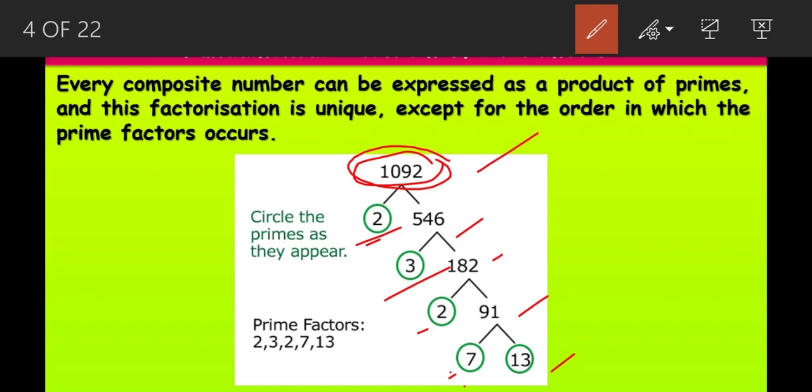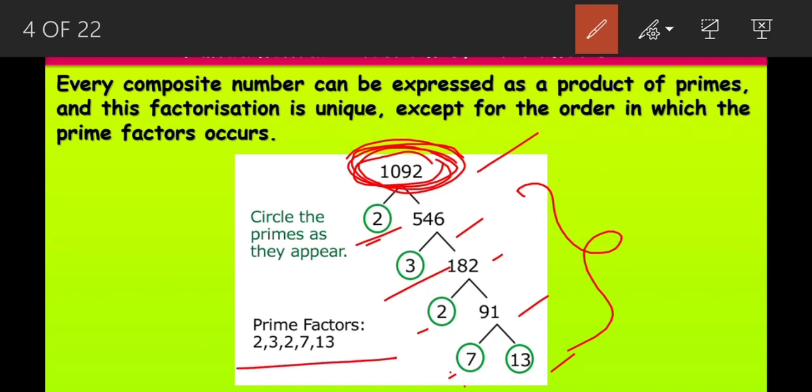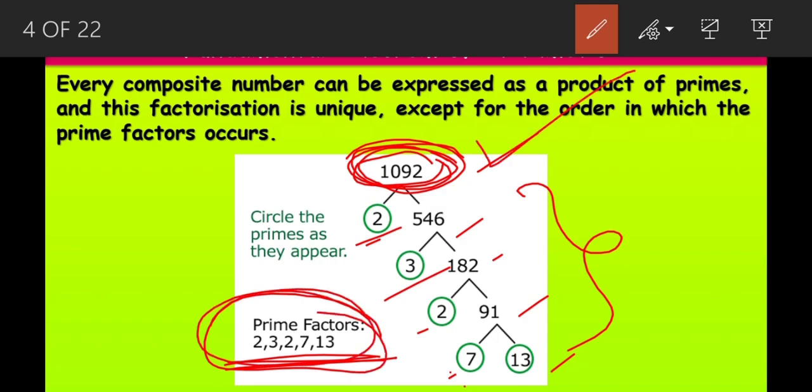So if we are given a composite number, we can write the composite number also in terms of prime factors. If I multiply these 2, 3, 2, 7, 13, the product of these prime factors will give this composite number. So the composite number also can be expressed as a product of primes, but this product is unique.